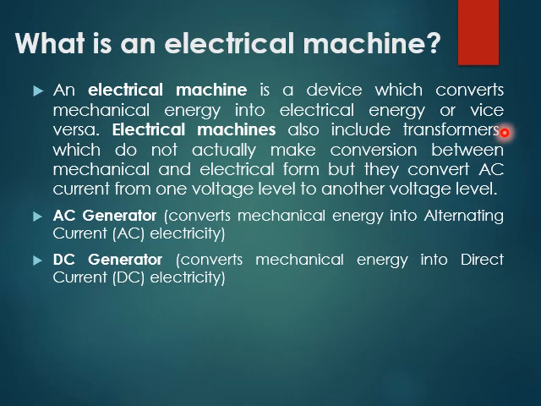Here, transformer is also a machine which is included under electrical machine, but it does not convert mechanical to electrical or electrical to mechanical. It's a static device. They convert AC current from one voltage level to another voltage level. We have AC generators also, we have DC generator. AC generator converts mechanical to AC current. We have DC generator which converts mechanical to direct current.